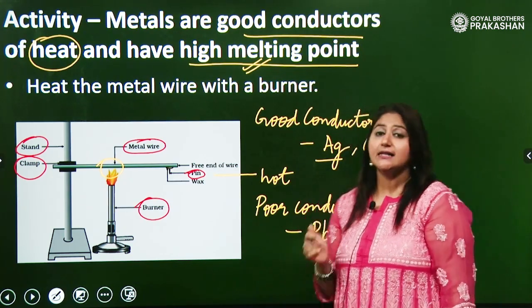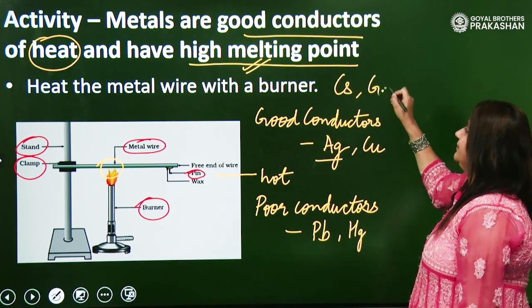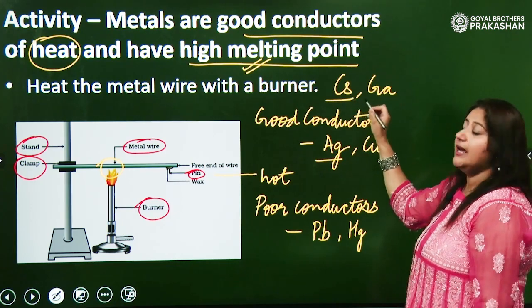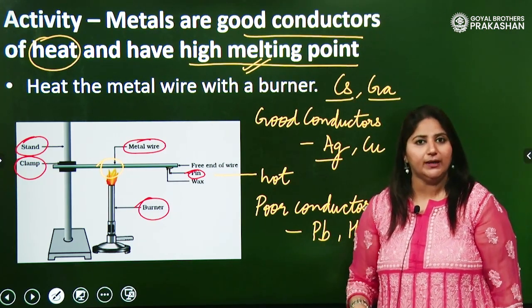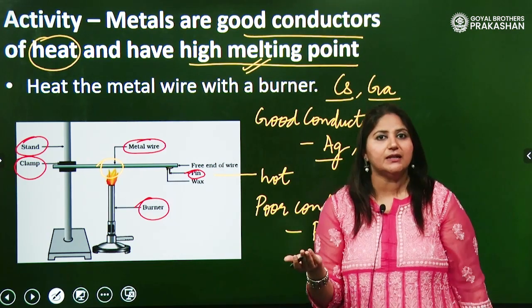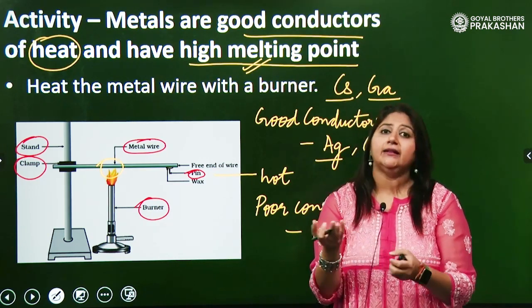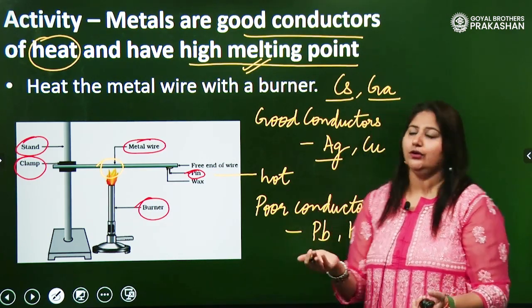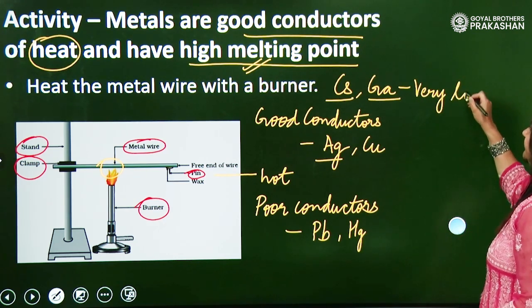Not only that, cesium and gallium. Cs is cesium and Ga is gallium. They have very low melting points, such that if you keep them on your palm, they will start melting. They will absorb heat from your hand, and then they start getting melted. So, they have very low melting points.